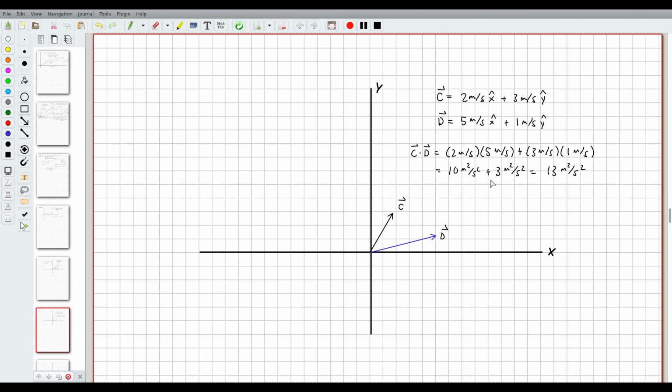Now, in the next video, we're going to discuss the last way that you multiply vectors, and that's through the cross product. The reason why I want to dedicate an entire video to it is because it's mathematically more complicated and it's difficult to visualize.